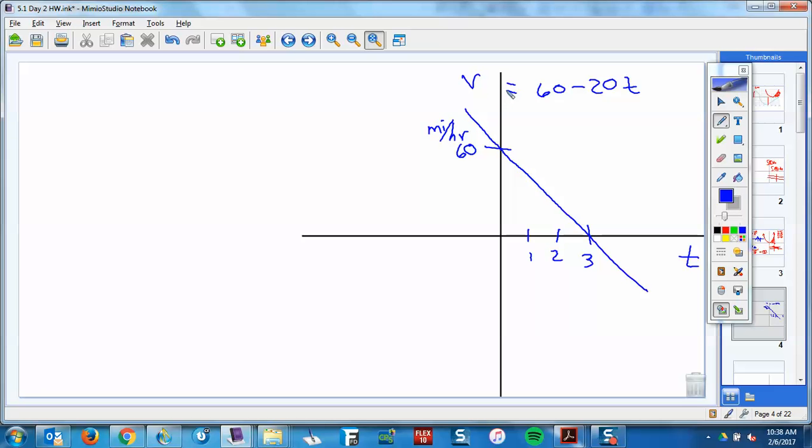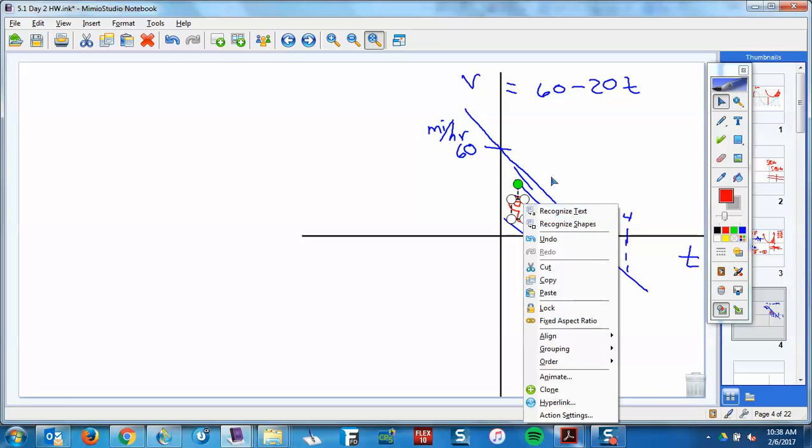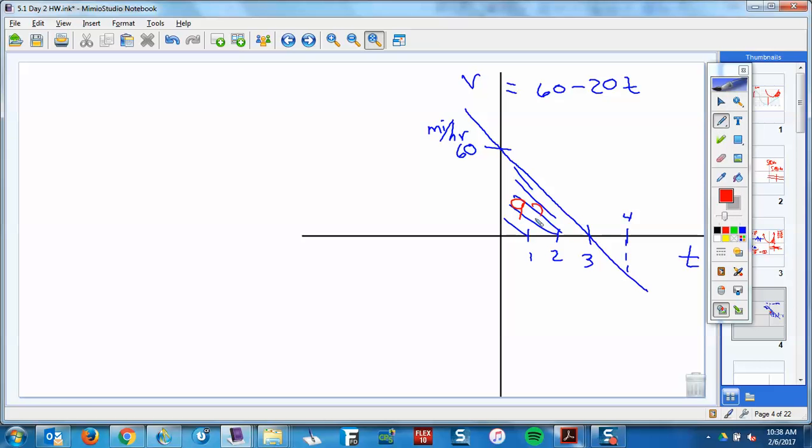And it says evaluate the area from 0 to 4. In part A, well, this is easy. That's a triangle. That's 60 times 3 is 180 times a half. That's 90. So this area right here would be 90. What's this area? This would be down here at negative 20. So 20 by 1 and then times a half. So that'd be negative 10.